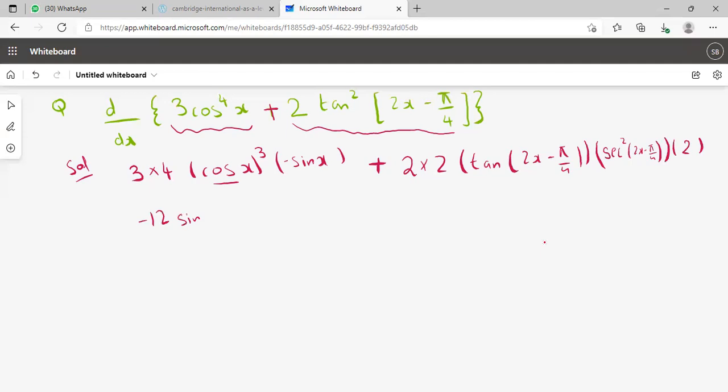Sine x over cos cube x plus 2 into 2 into 2, that is 8, tan(2x minus pi by 4) secant square(2x minus pi by 4), right? Is it clear now? Yes. Perfect. So these were the homework questions.